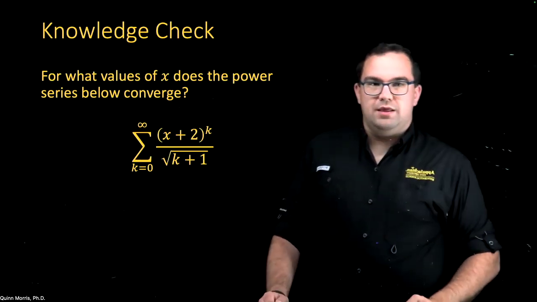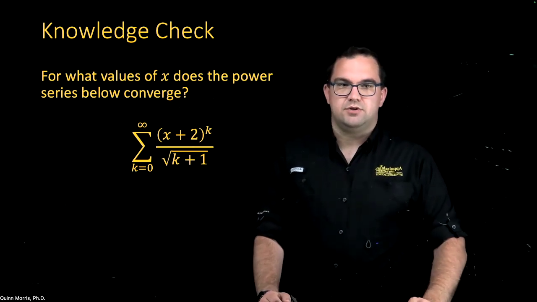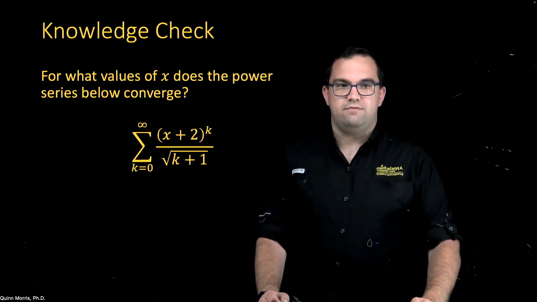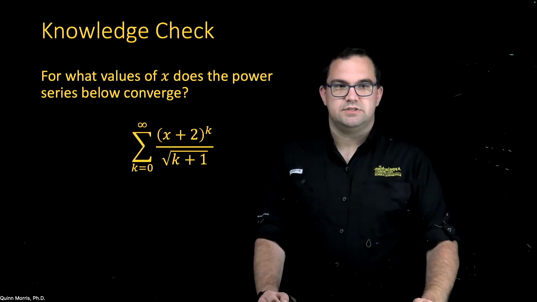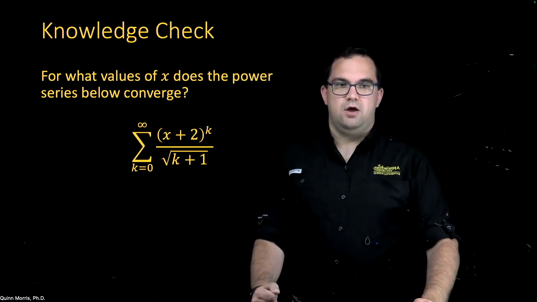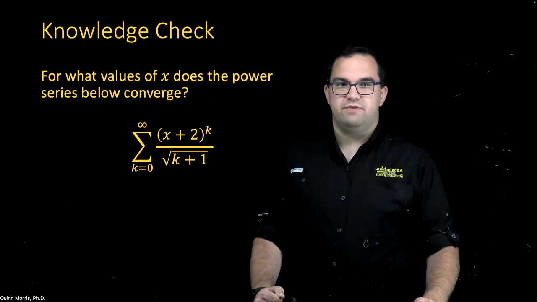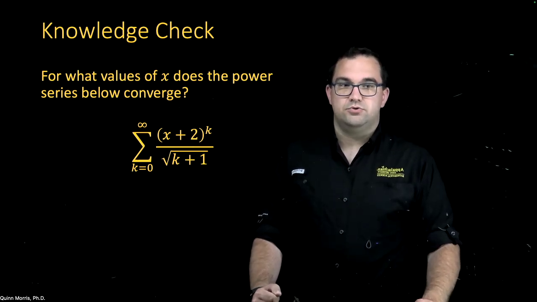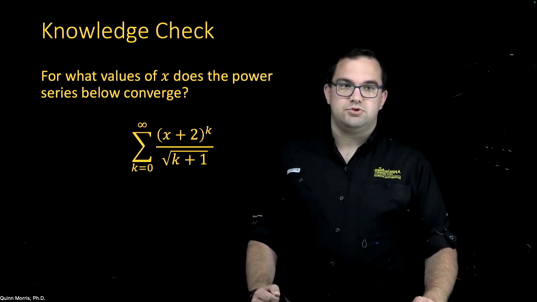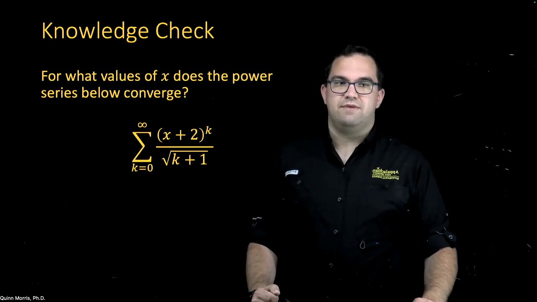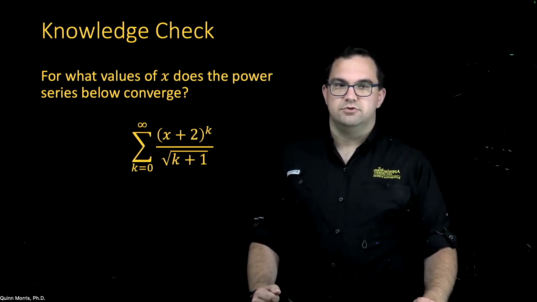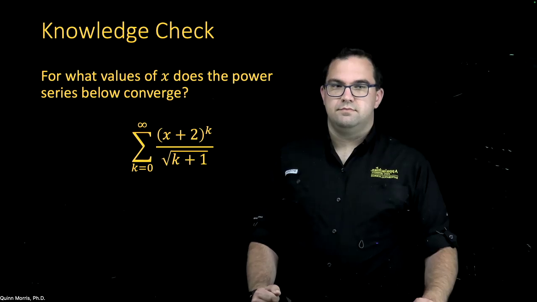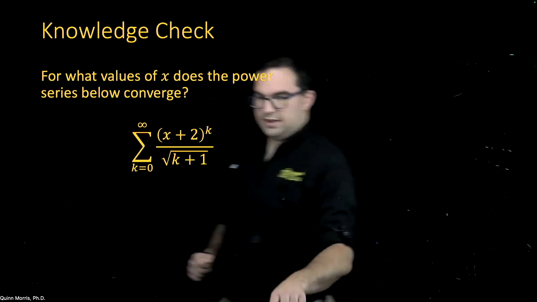Now let's pause for a knowledge check. I want you to try determining for what values of x a power series converges. So consider the power series below. We have the sum k equals 0 to infinity of (x plus 2) to the k divided by the square root of k plus 1. So we're going to pause for a minute, and I want you to determine for what values of x the power series converges. Okay, great. Let's give it a try together.